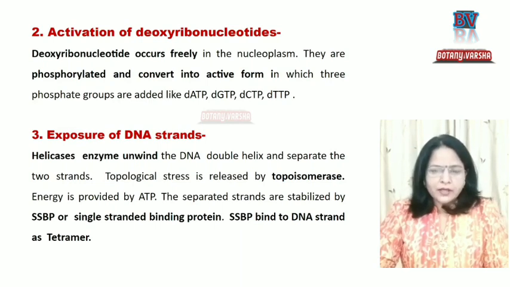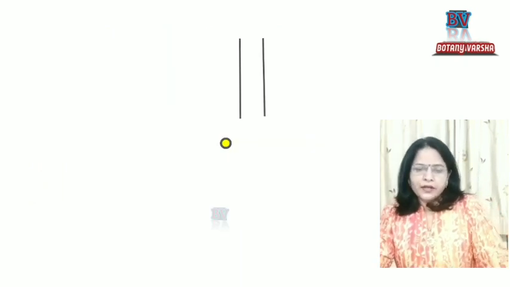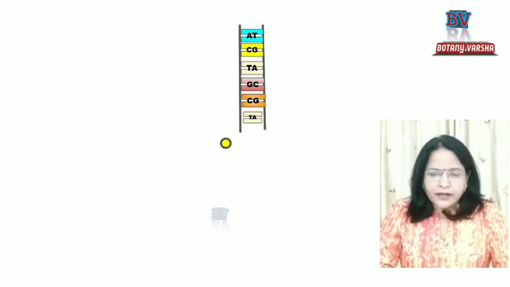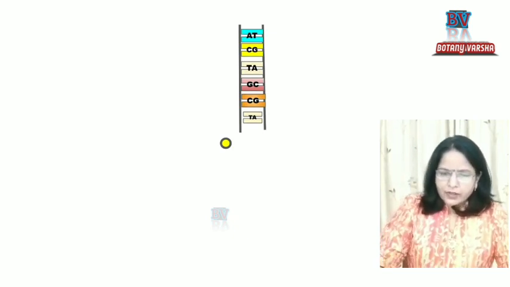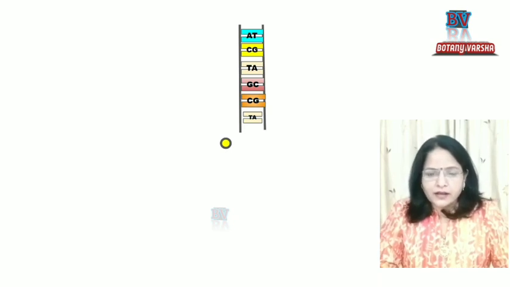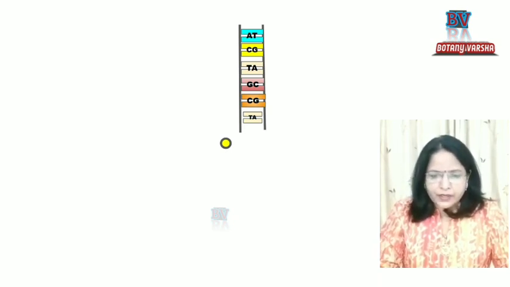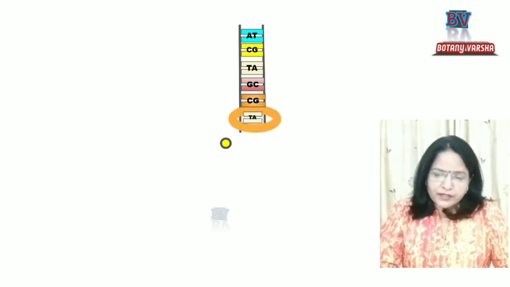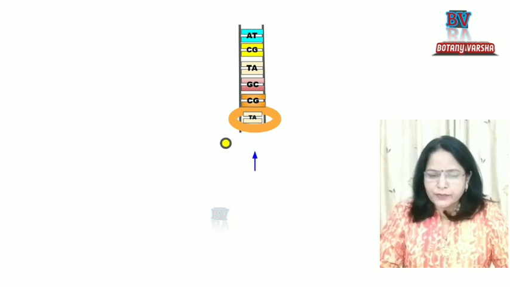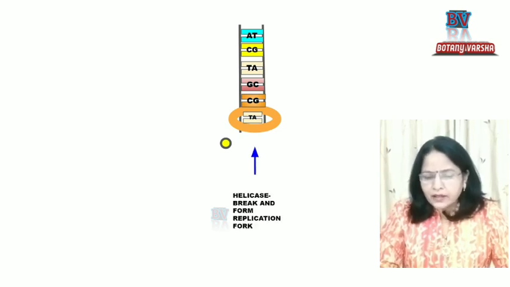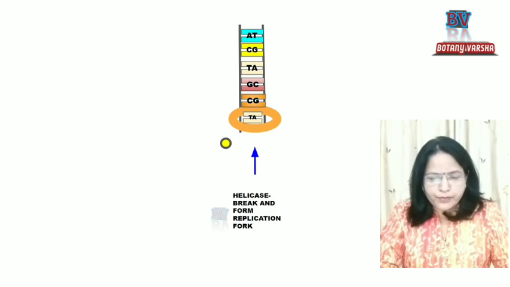Next, this is a DNA strand in which different nitrogenous bases are attached. Now topoisomerase attaches to the DNA strand, which releases the stress from the DNA strand, and now the helicase enzyme breaks the hydrogen bonds between the nitrogenous bases, and a Y-shaped replication fork is produced.